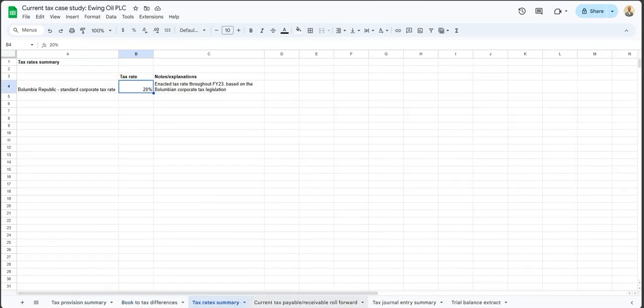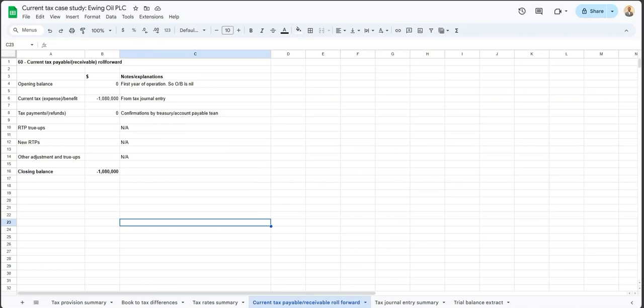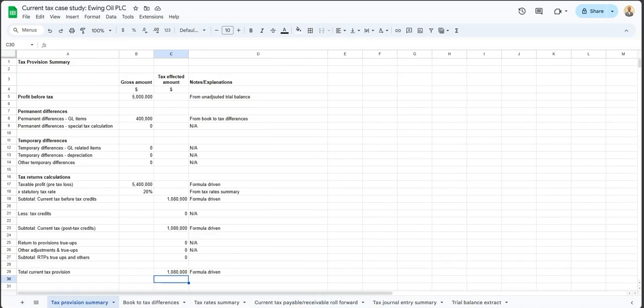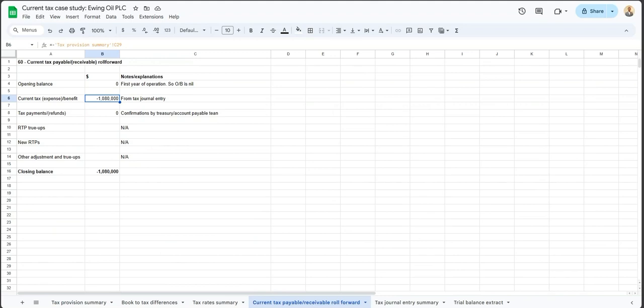So the next thing you need to prepare is the current tax roll forward. What the number you have here, 1.08 million, is the current tax expense for the period. So for this year ended 31, how much am I putting into my P&L as the current tax for the period is 1.08 million, which is 20% of the taxable profit of the year. But that's just one part of the question. You really answered the P&L part of the question. So what's going to be your balance sheet for the year? What's your closing balance for the period? And that's what the roll forward working paper does for you.